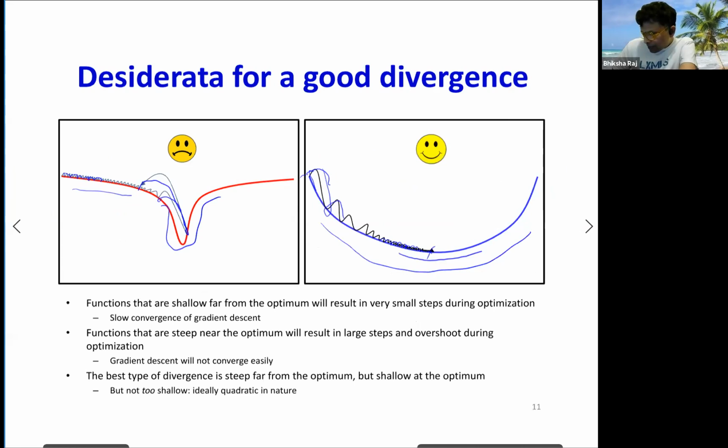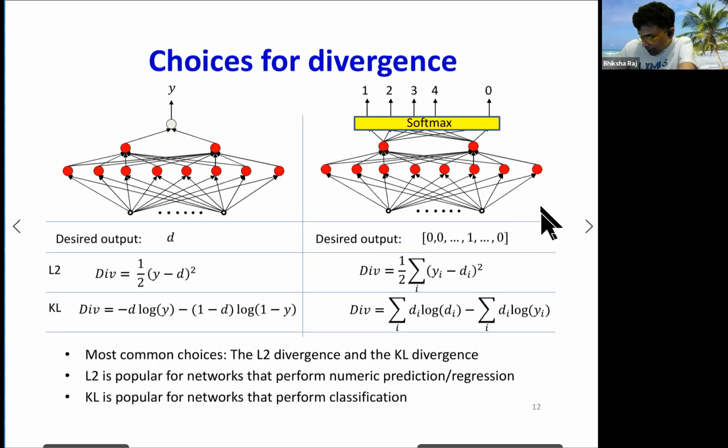Now, as we've seen before, the most common divergences that we use are the L2 divergence, this one here, and the Kullback-Leibler divergence, the KL divergence. The L2 divergence is the L2 error, which is the squared Euclidean distance between the output of the network and the desired output of the network. And this is popular when you're trying to predict real valued outputs.